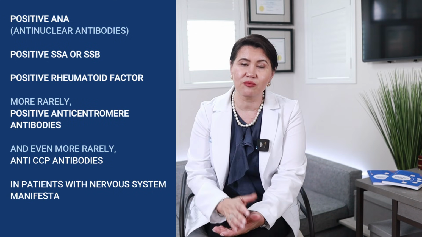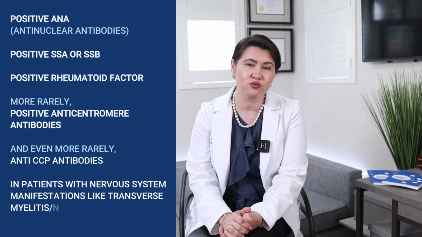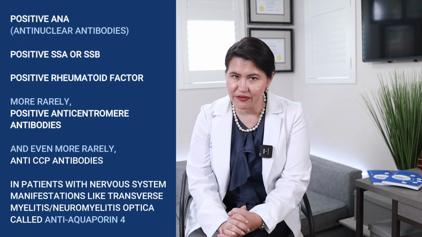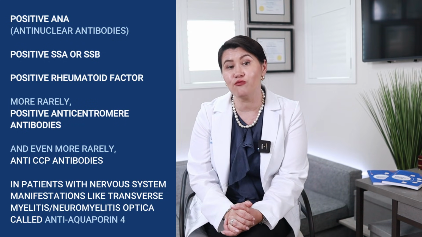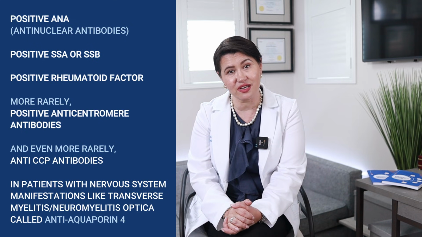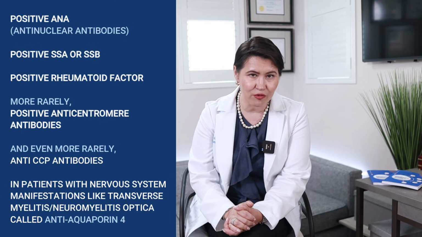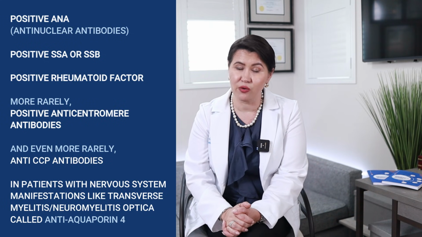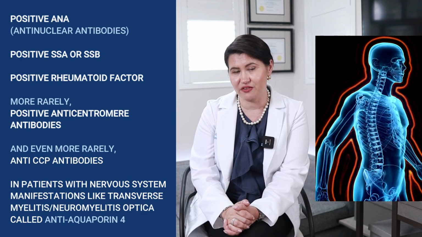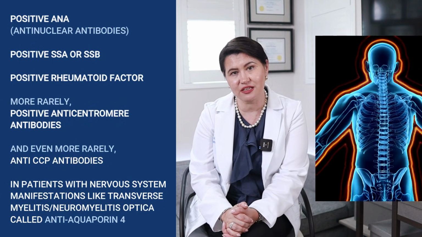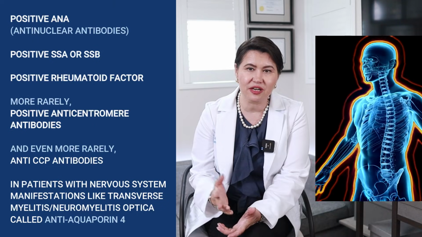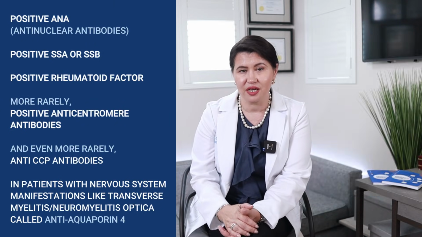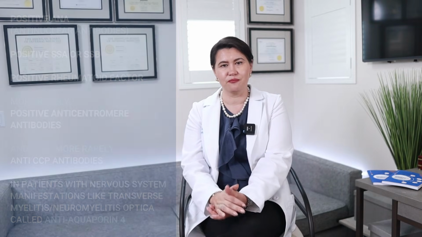These are a type of antibodies that we see more frequently in patients with limited forms of systemic sclerosis. And even more rarely, we do see people that will have positive anti-CCP antibodies. This is another type of antibodies that we see frequently in patients with rheumatoid arthritis. Now, in patients with nervous system manifestations like transverse myelitis, we also see a specific type of antibody called anti-aquaporin 4.